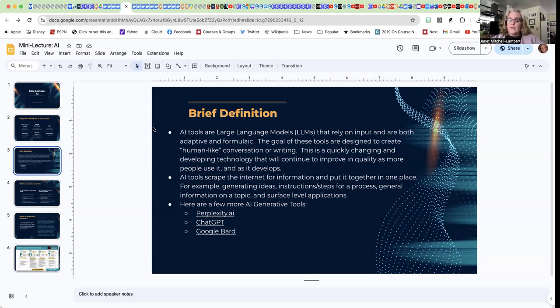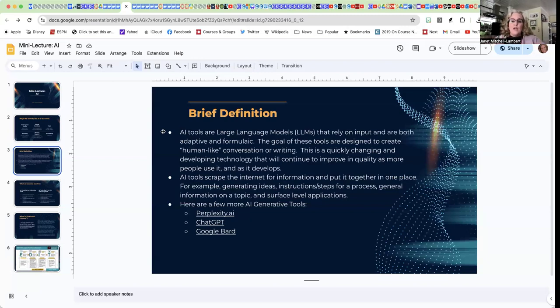I did want to give you a brief definition of AI so that you understand what it is and what we're talking about specifically here, because it is a really large topic. So we're talking about specific AI tools that are large language models that rely on input and are both adaptive and formulaic. So the goals of these tools are to design and create human conversation or writing. So it might adapt to your specific situation or what you tend to look up and what you tend to write. Or it's very formulaic in terms of it will give the same thing to everybody based on the topic.